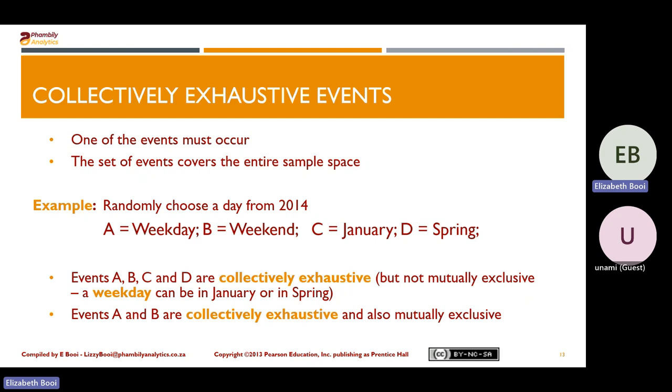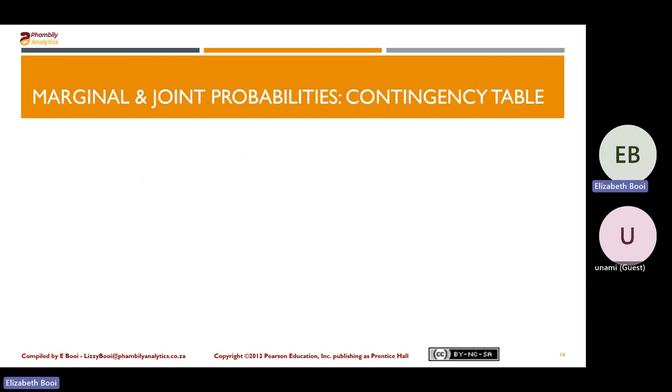So if you think about it, collectively exhaustive means all of them together complete the sample space, but they can still not be mutually exclusive, because mutually exclusive events are events that cannot happen at the same time. So A and B are mutually exclusive because a weekday cannot be a day on a weekend, right? And A and B on their own are also collectively exhaustive.